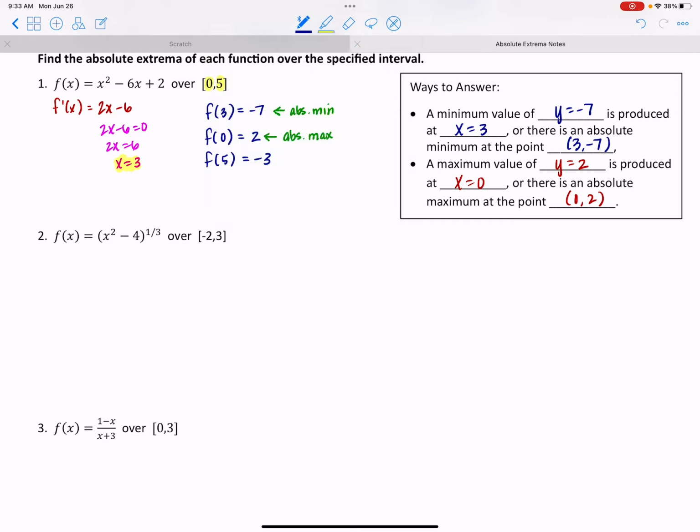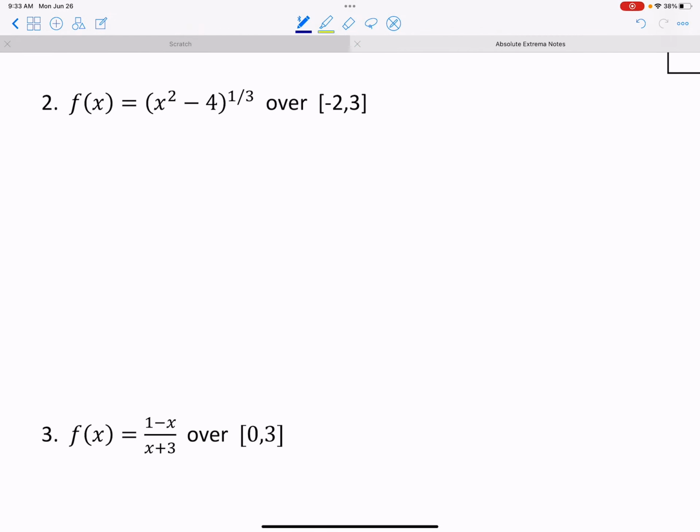Okay, so let's try it again, because not all derivatives are quite so simple. So let's look at this next one. Over the interval from negative 2 to 3, let's find our absolute extrema. Derivative f prime of x is going to use our power rule and our chain rule, so we're going to multiply by a third here. Keep this inner function as is, subtract 1 from our exponent, so 1/3 minus 1, or minus 3/3 would be negative 2/3.